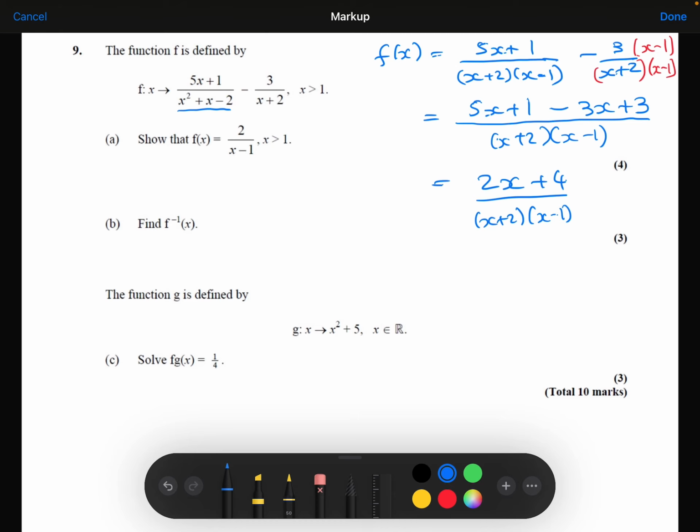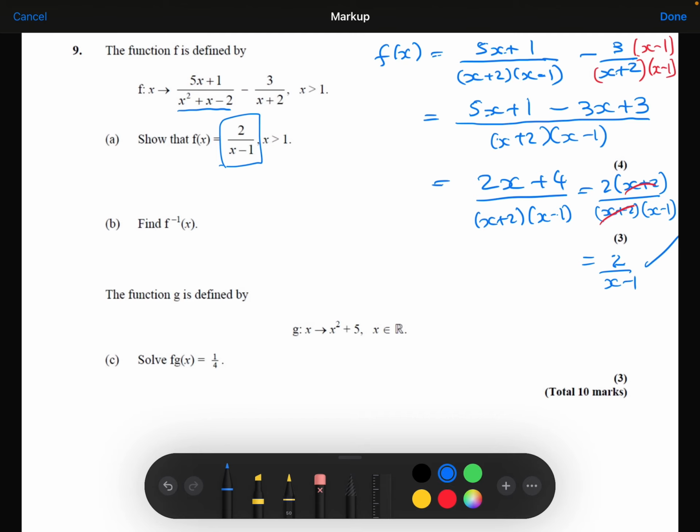And I noticed that the 2x + 4 can factorise a little bit more. I can take 2 outside of that, which is nice because then I can see that the x + 2's cancel out and just leave me with 2 over (x - 1), which was what we needed to show.